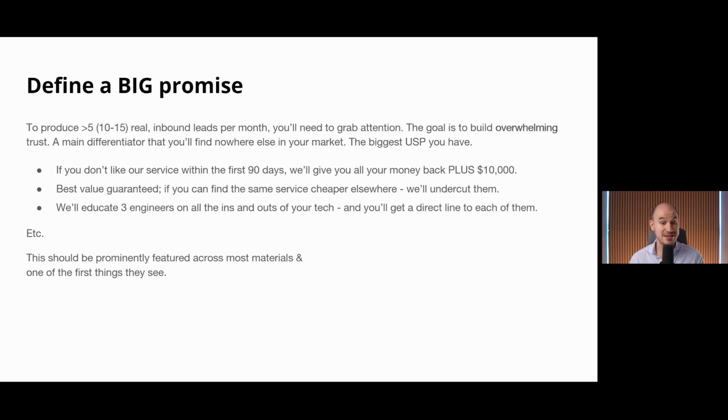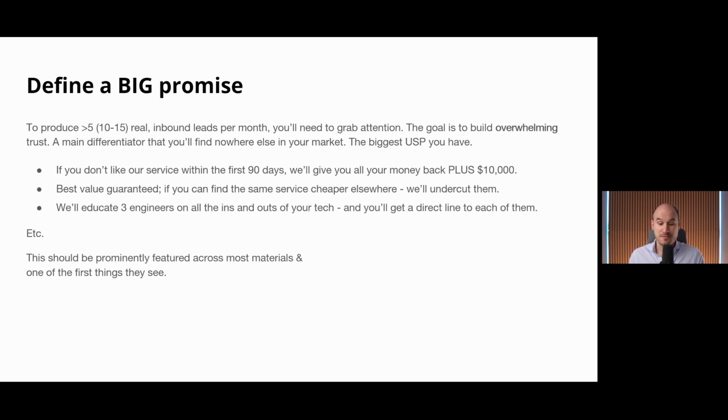Or best value guaranteed. If you can find the same service cheaper elsewhere, we'll undercut them. That doesn't mean you have to be cheapest. You can have a best value guaranteed and charge $300 an endpoint, right? But at that price point, you need to have the highest level of service and SLAs and technicals and so on.